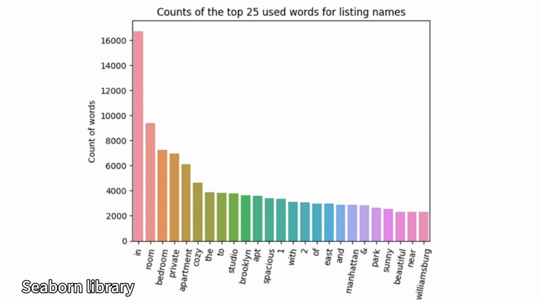This bar chart shows the top 25 most commonly used words in listing names using the Seaborn library. A clear trend can be seen where hosts are simply describing their listings with very specific and catchy terms, such as room, bedroom, private, apartment, which are used more often in the names of listings.